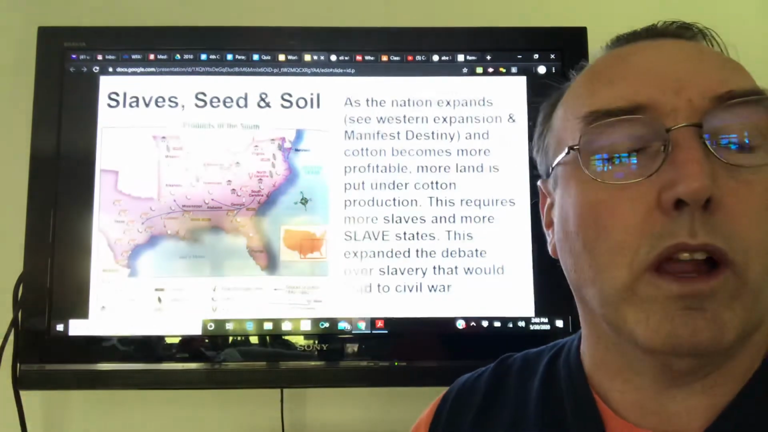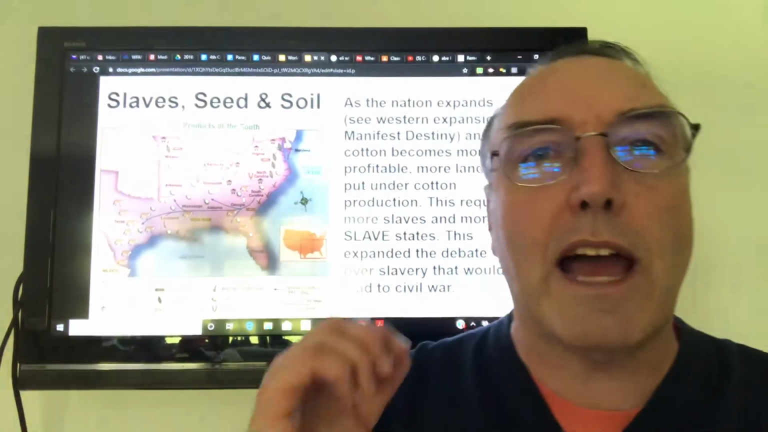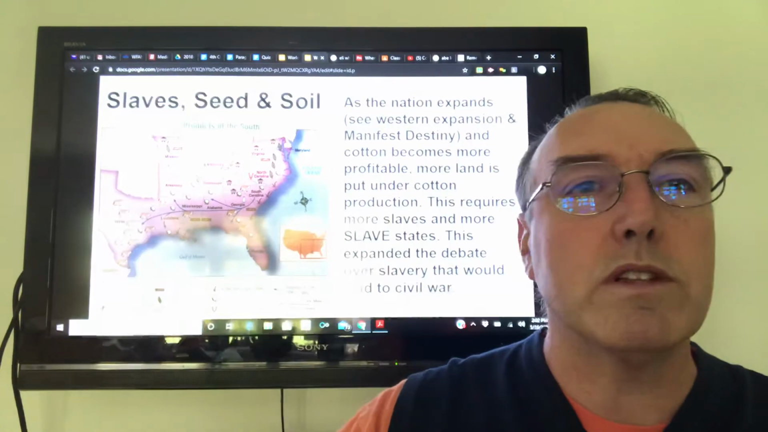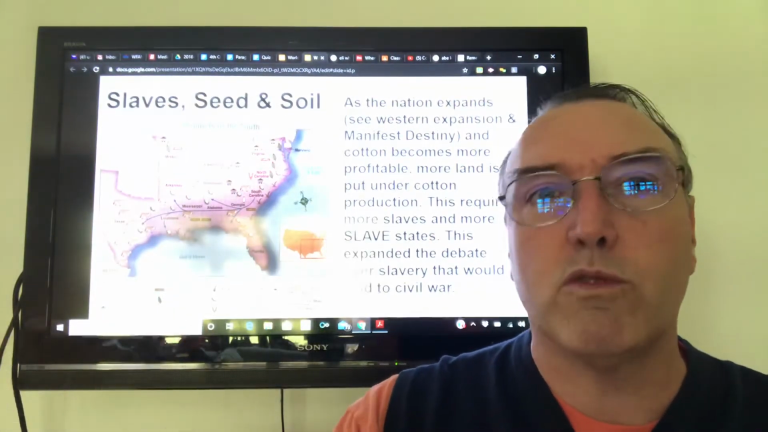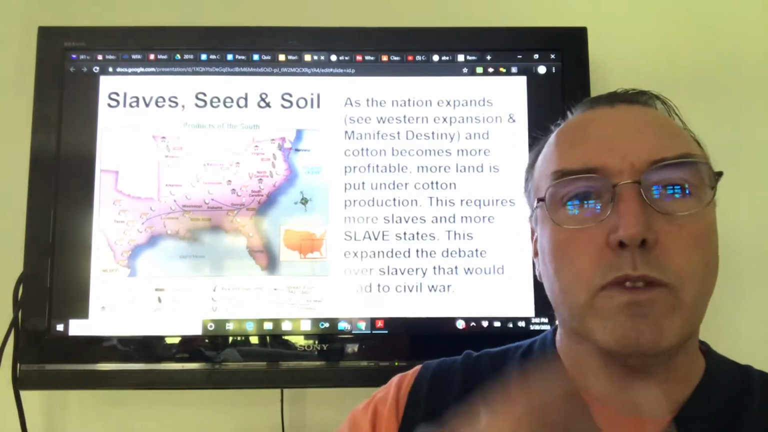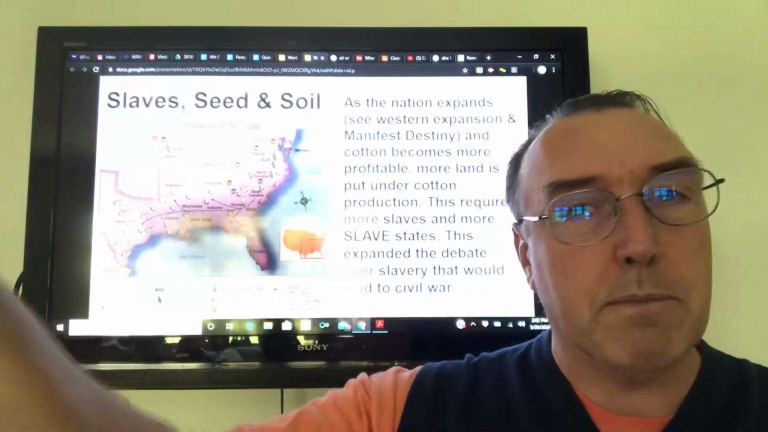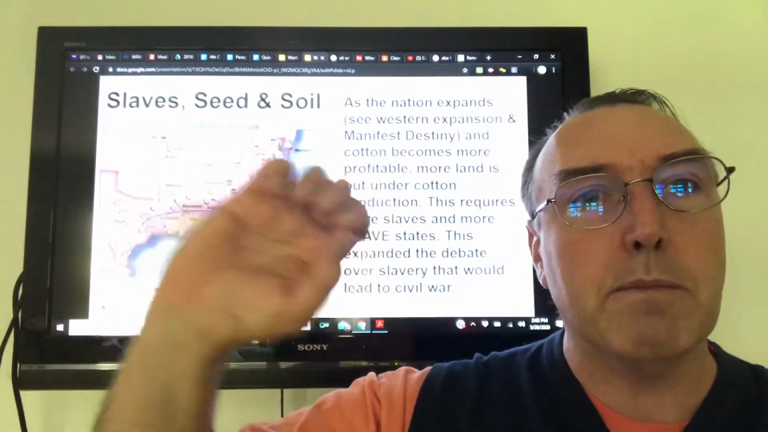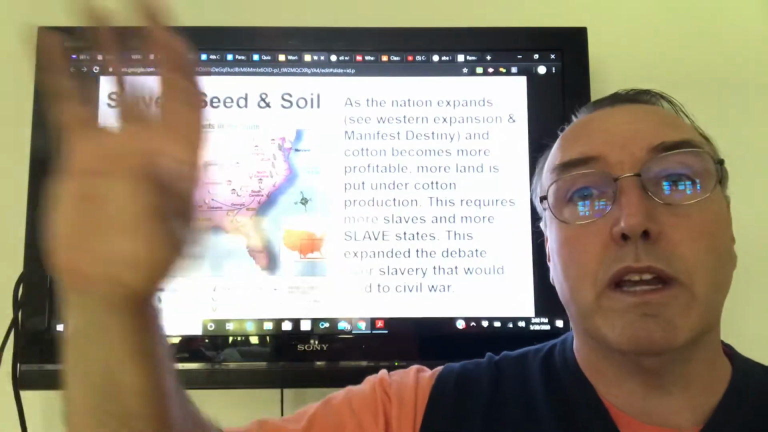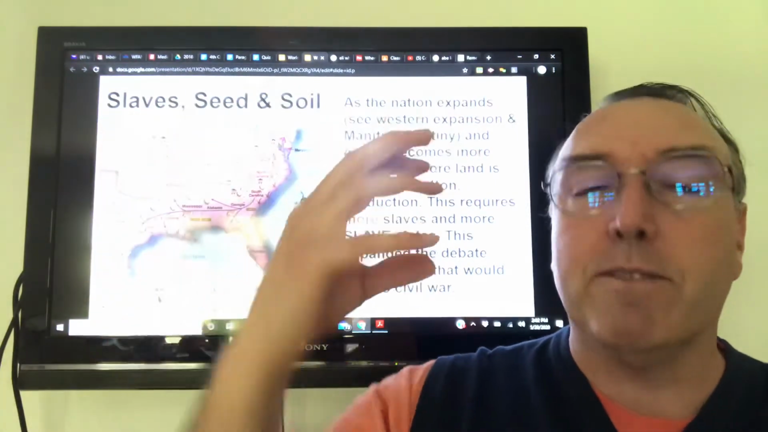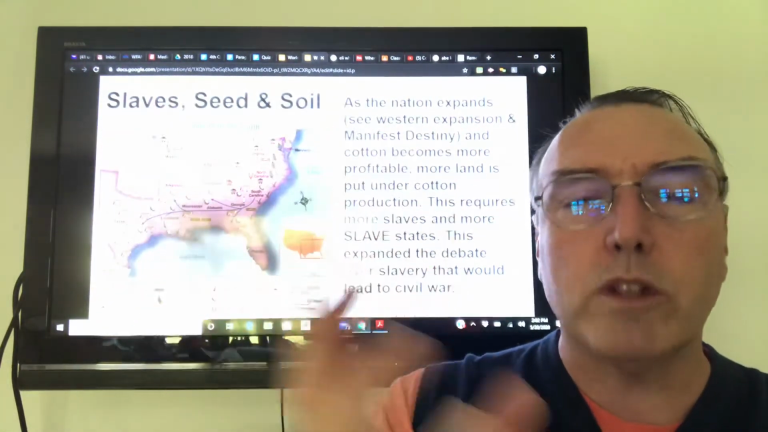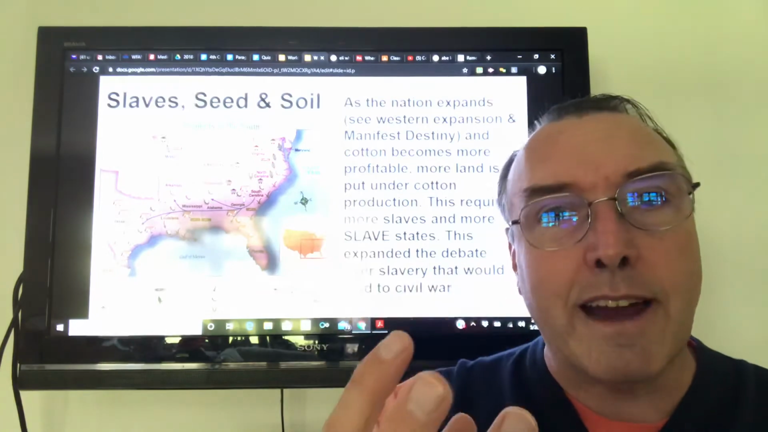Slave, seed, and soil. If you wanted to make money in the South, you got yourself more slaves, more seed, more land, more soil. If you lived in the North and had some money to invest, maybe you built a textile mill, or got into the shipping industry or manufacturing. If you lived in the South and wanted to make your fortune, you wanted to make it in cotton.